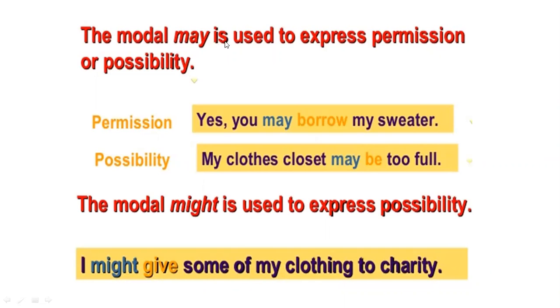The modal may is used to express permission or possibility. For example, permission: yes, you may borrow my sweater. What is the example of possibility? My clothes closet may be too full. The modal might is used to express possibility. Example: I might give some of my clothing to charity.